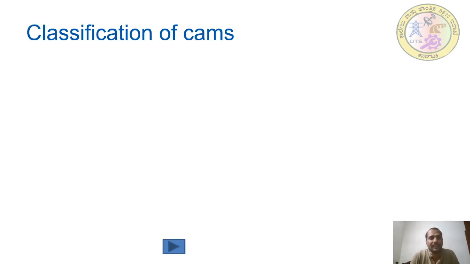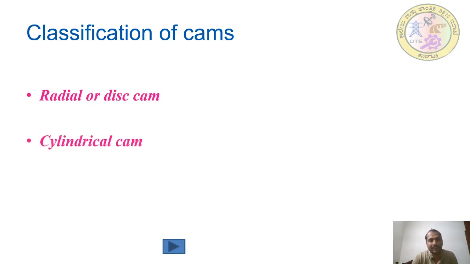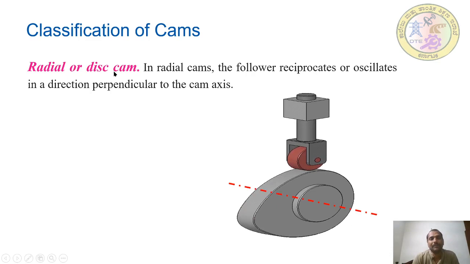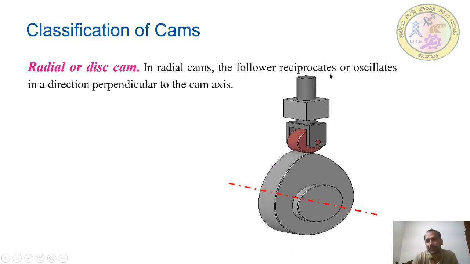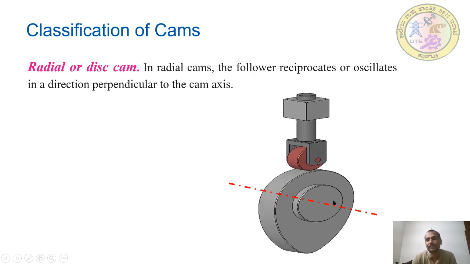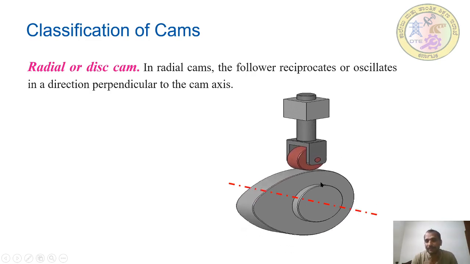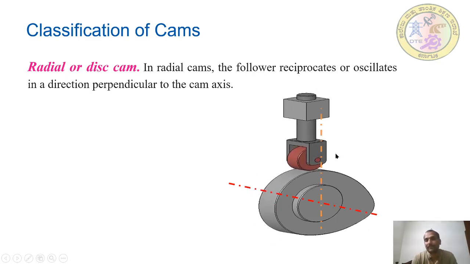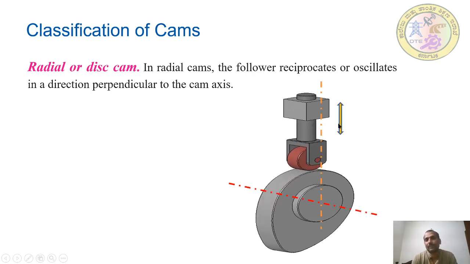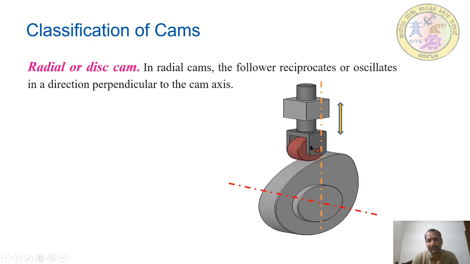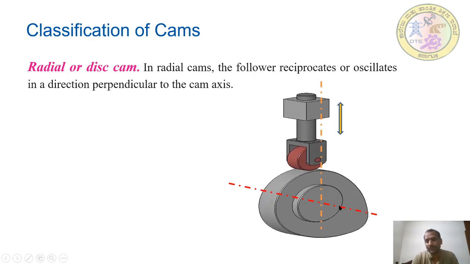Now we'll see the classification of cams. Basically, we have two types of cam: radial or disc cam, and cylindrical cam. Radial or disc cam. In radial cams, the follower reciprocates or oscillates in a direction perpendicular to the cam axis. This is the cam axis. The follower reciprocates or oscillates perpendicular to this cam axis.